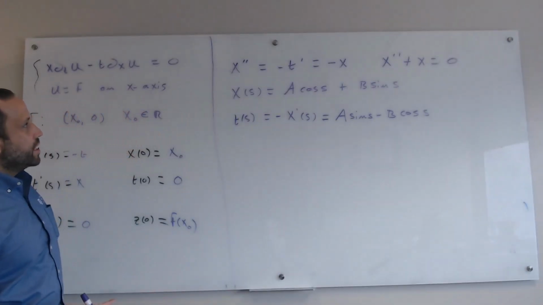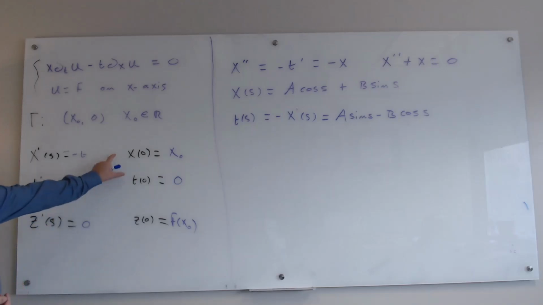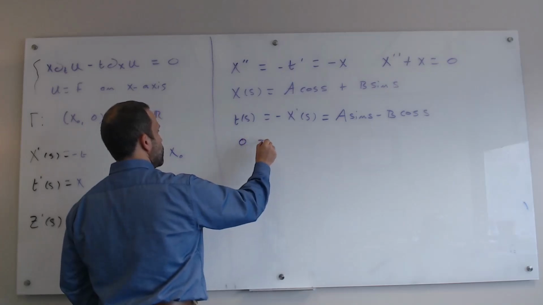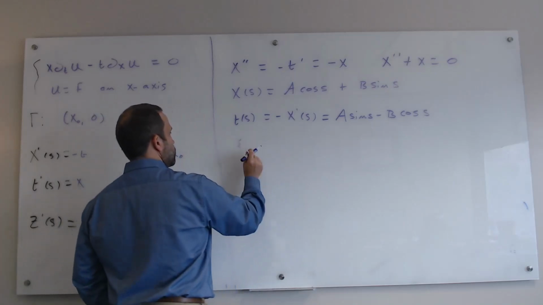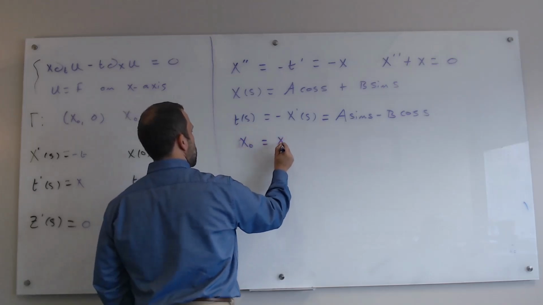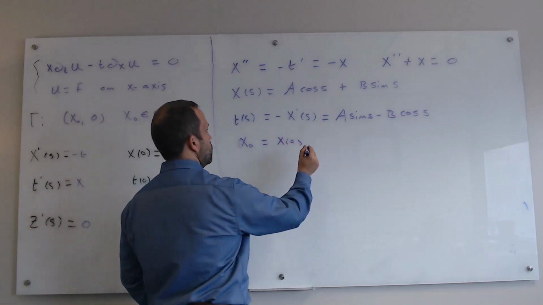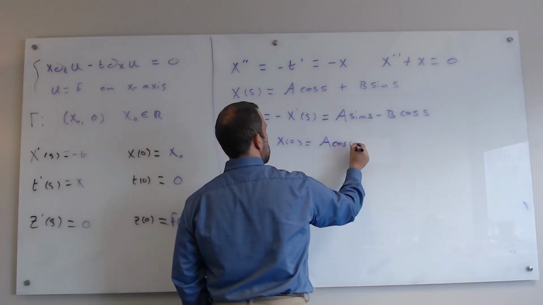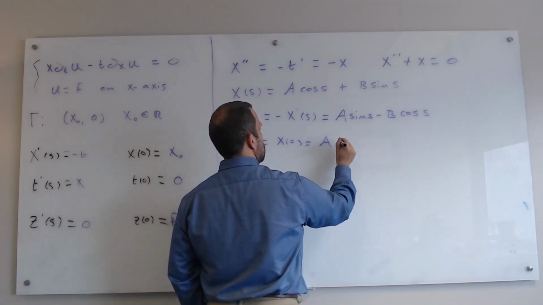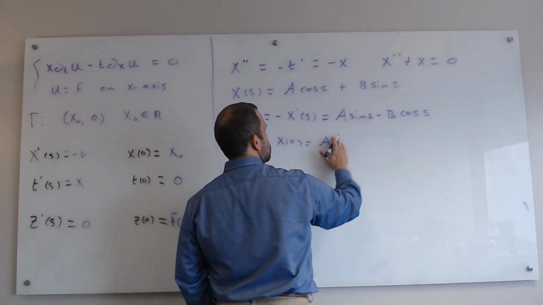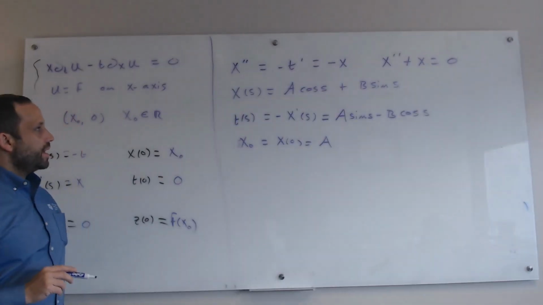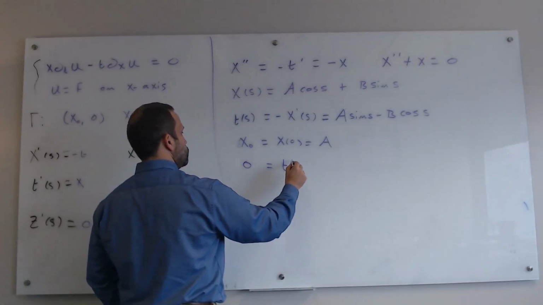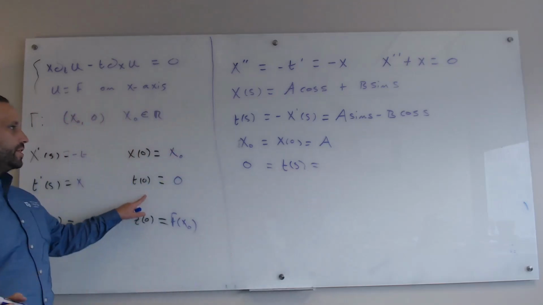So now, of course, I need to figure out what a and b are, and I'm going to use my initial condition for that. X of 0 is equal to x naught. If I plug in 0 to this equation here, I get a cosine of 0, which is 1, plus b sine of 0, 0. So this says a is equal to x naught.